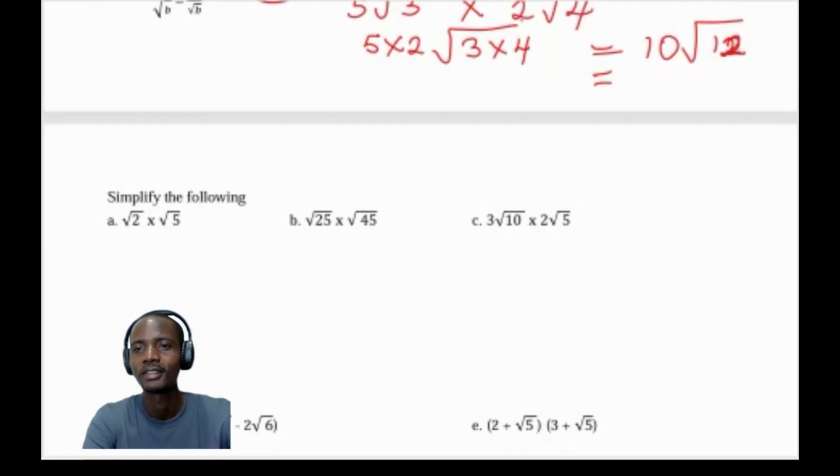What? What do you have? Okay, this is 4 times 3. 12 is 4 times 3. Square root of 4 is 2. 2 times 10 is 20 root 3. I hope that is what you got.